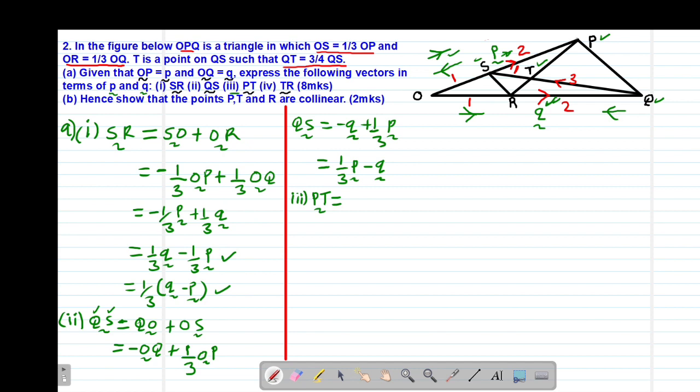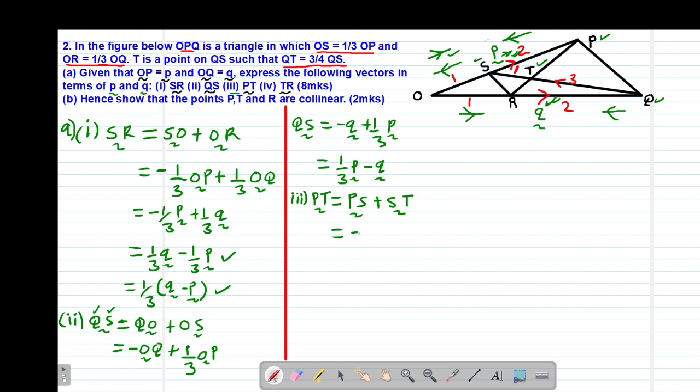Therefore, PT will be PS plus ST. When we move from P to S, we are moving in this direction. The starting point is P, the ending point is S. You can see this direction is reversing our original direction, which was moving upward. Hence, whenever there is a reverse of direction, you introduce a negative. So this will be negative of PS.